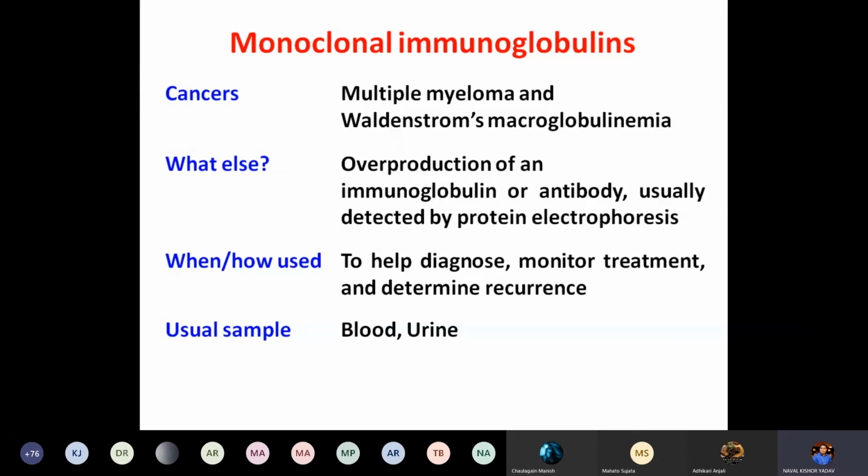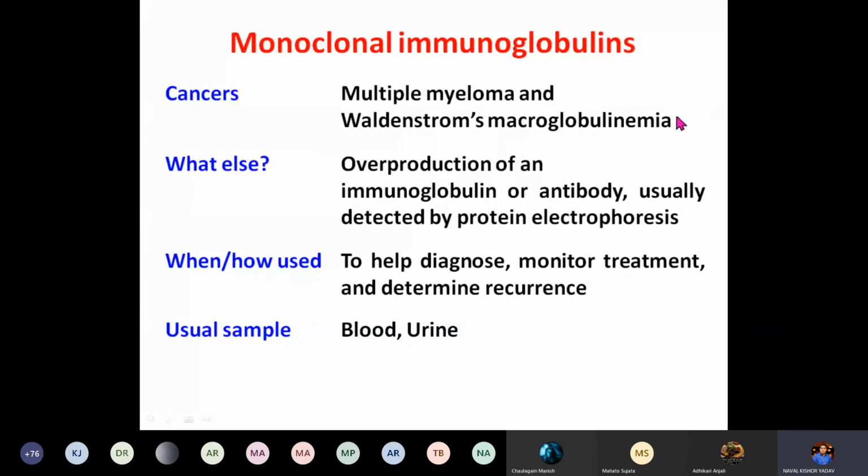Monoclonal immunoglobulins. The sample can be urine or blood samples. They are used to diagnose, monitor, and determine the recurrence of the cancer that is multiple myeloma. As I told, it is a cancer of plasma cells. The cancer of plasma cells is known as multiple myeloma. In the history, as I have told, Bence Jones protein, which is present in the urine sample, is used for the diagnosis of multiple myeloma.